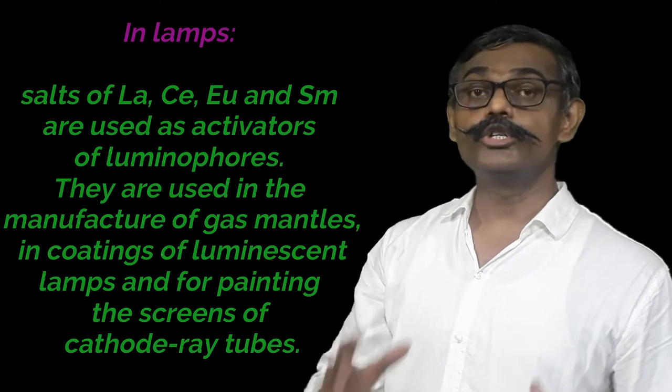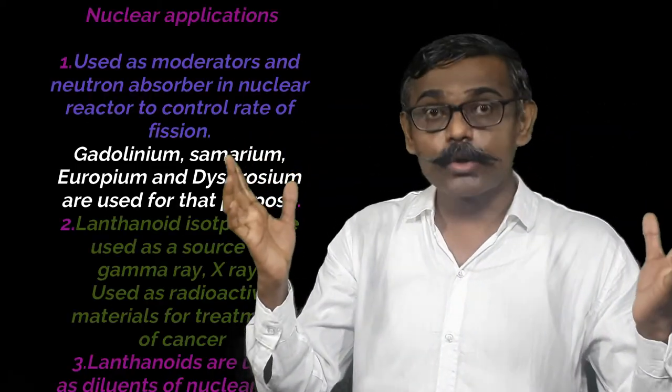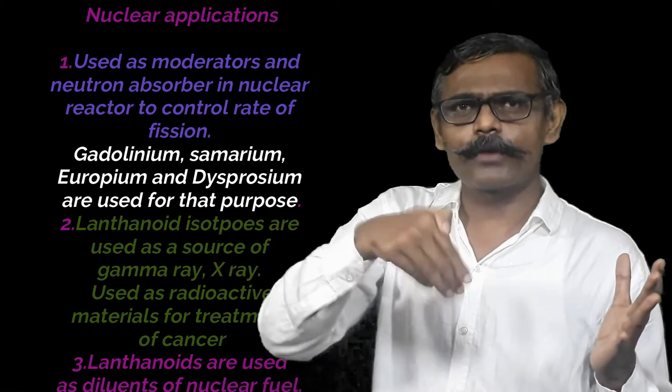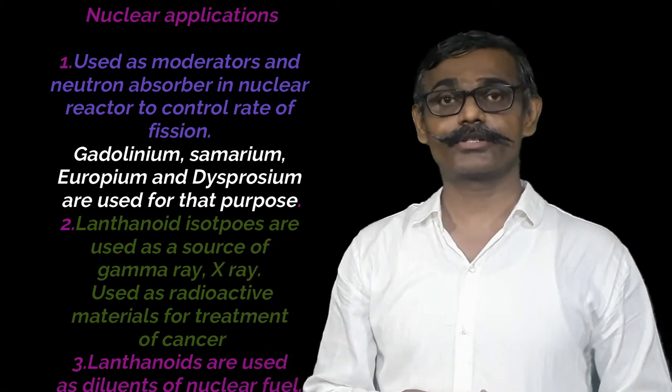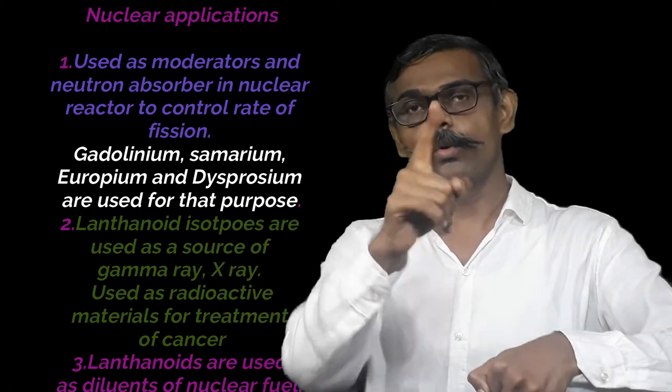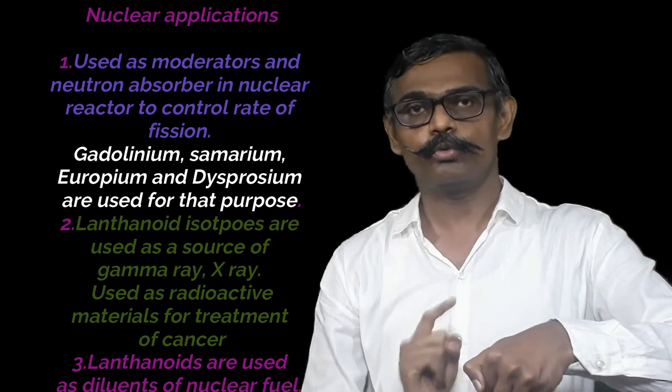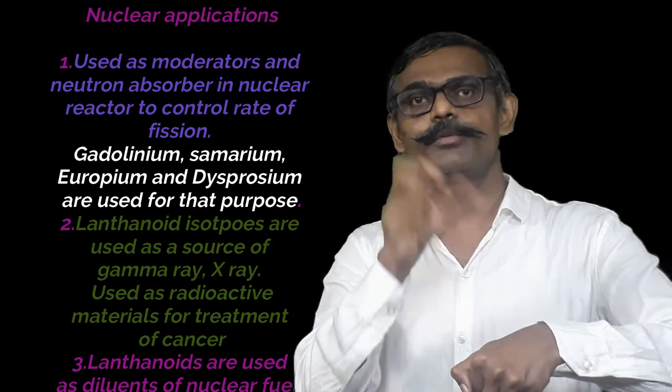Now let us discuss nuclear applications. In a nuclear reactor, the most important thing is control of the nuclear reaction, control of the nuclear fission. Because if the reaction goes on continuously, speed increases, energy will increase and a blast may be possible. In order to avoid that blast, control of the reaction, a brake for the reaction, is necessary.